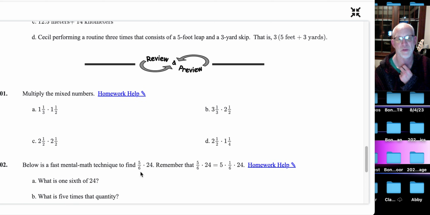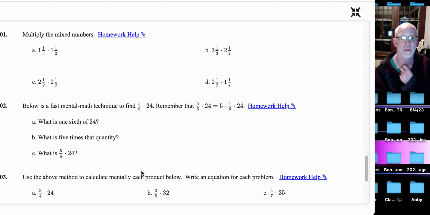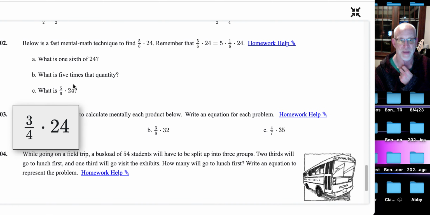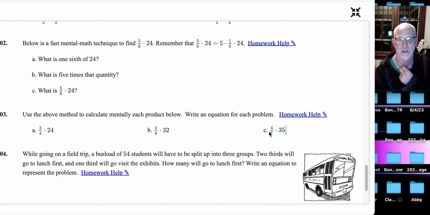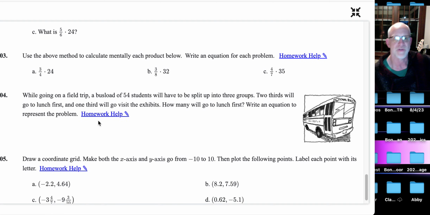Ooh, multiplying a fraction times a whole number. All right. Using the method above to mentally solve these. Then this one. When going on a field trip, a busload of 54 students will have to be split into 3 groups. 2/3 will go to lunch first. 1/3 will visit the exhibits. How many will go to lunch first? Write an equation to represent the problem.